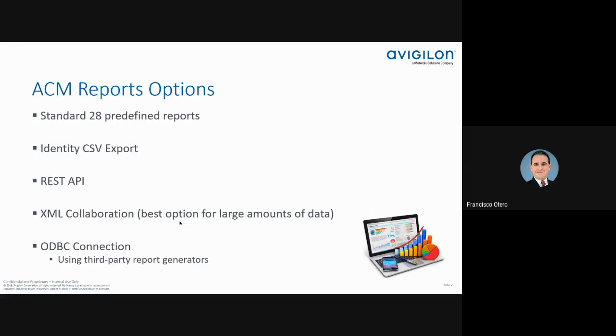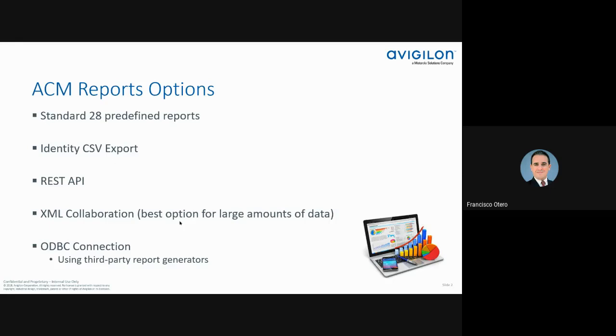Here's something I want to cover with you: the ACM report options. What are the options that we have to report in ACM? We have the standard 28 predefined reports, the canned reports that come with the application. We can use the identity CSV export as a report. It generates an Excel file similar to what you get from the standard reports. So you could use that also as a report. Again, I'm going to cover each one of them in detail. This is just a summary page of it.